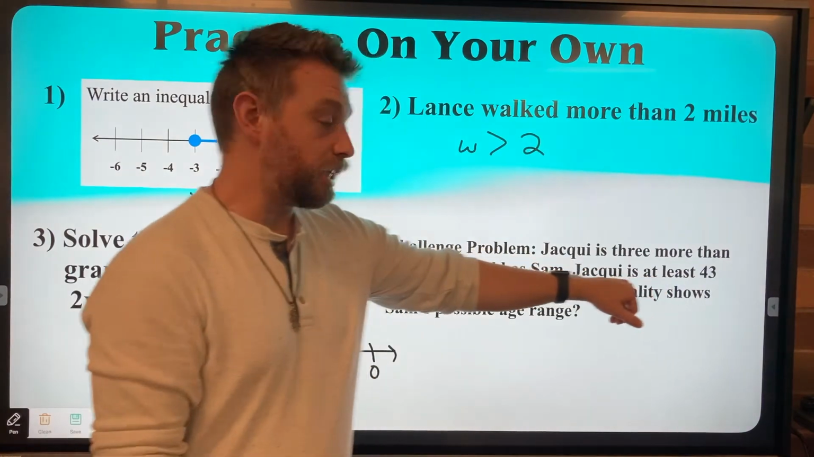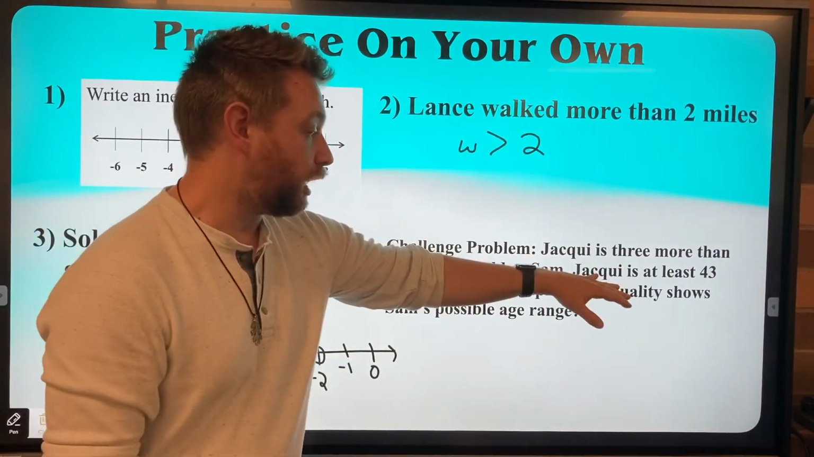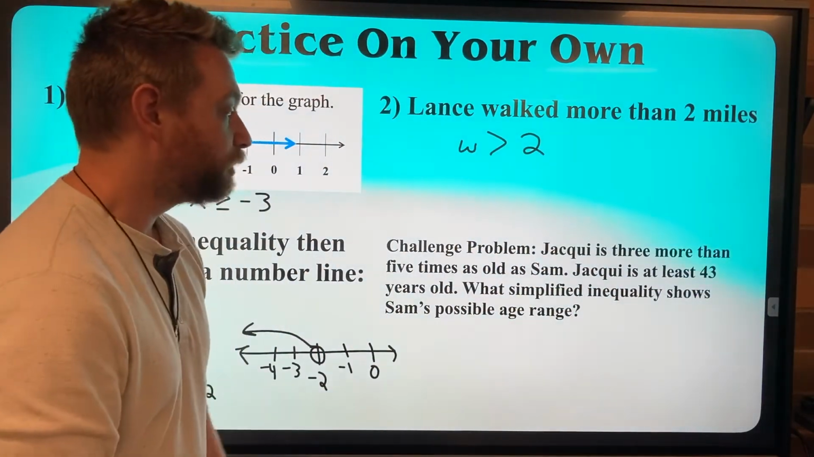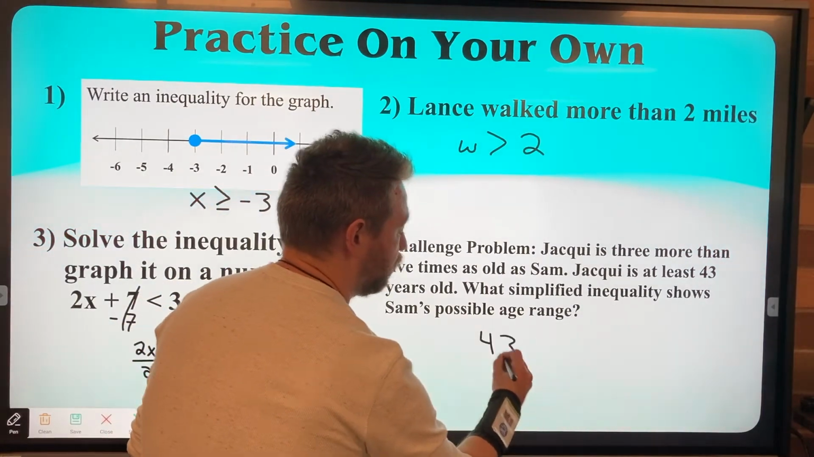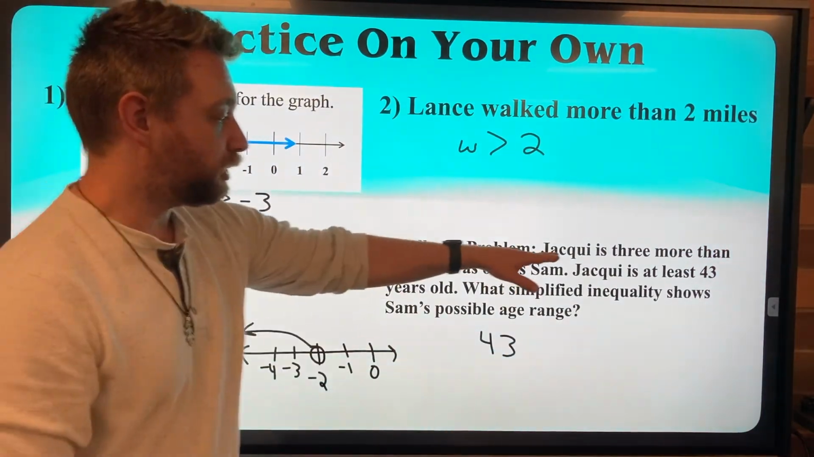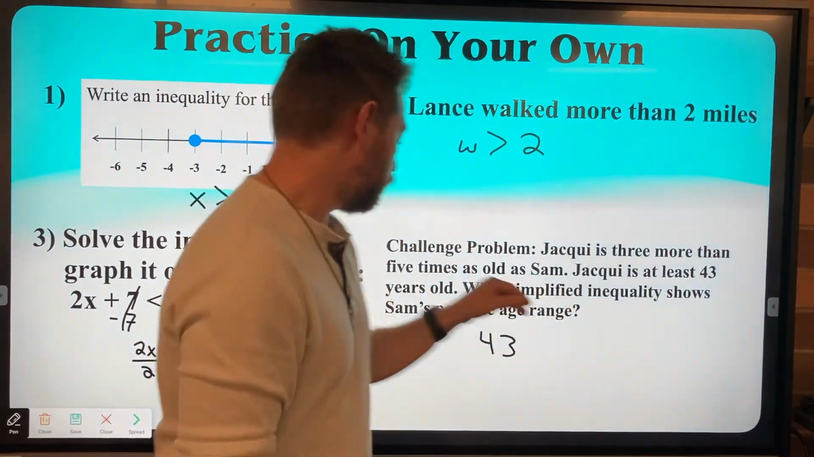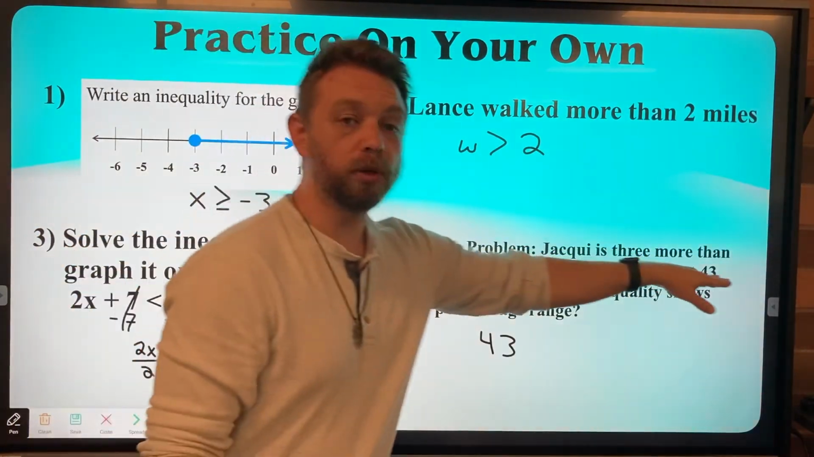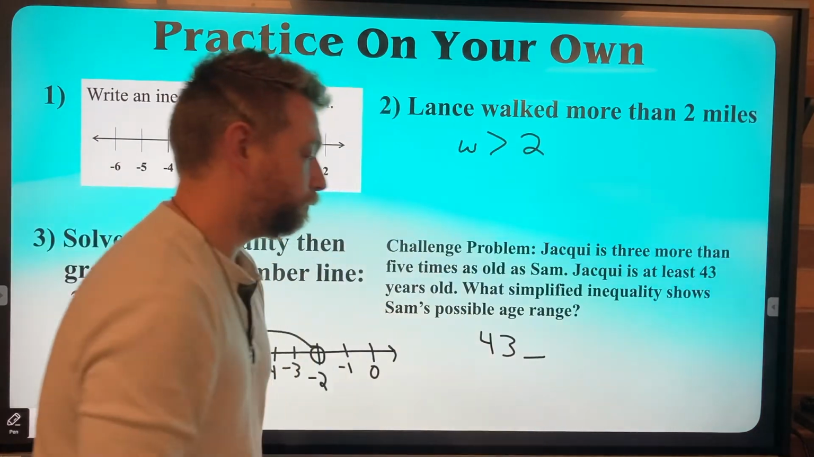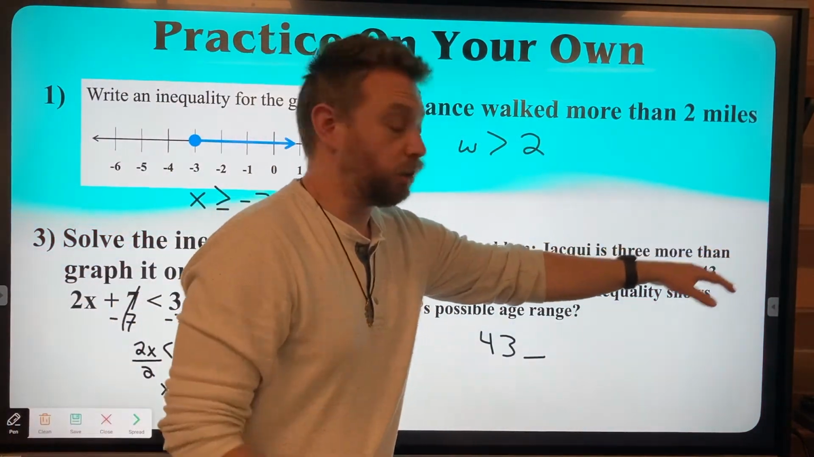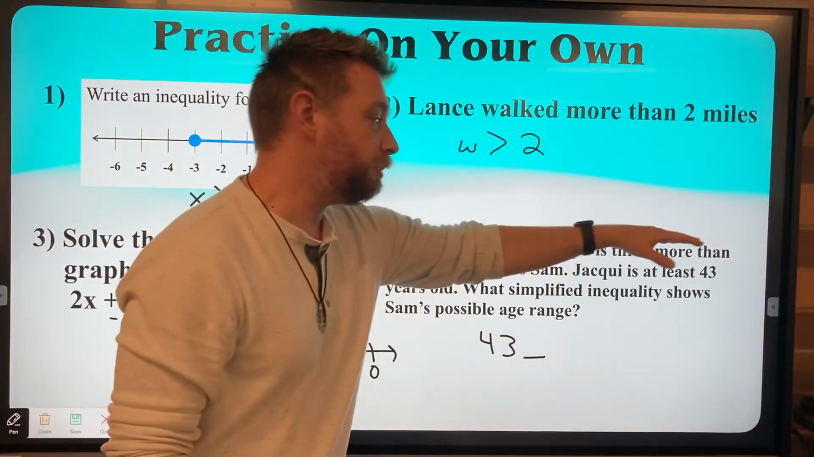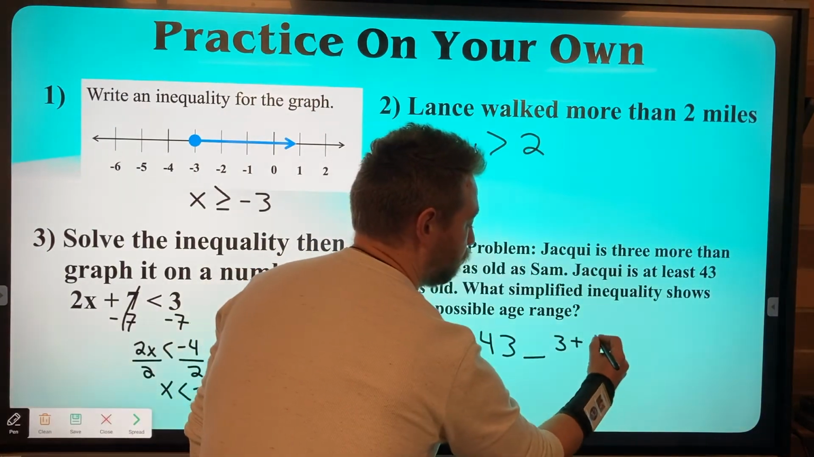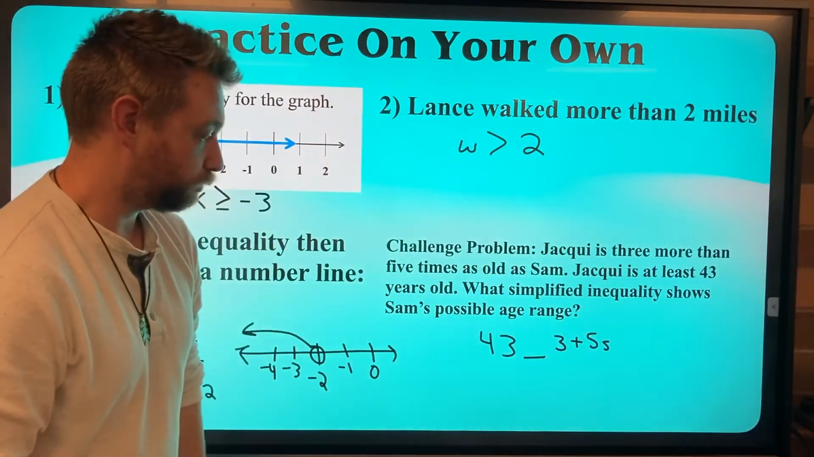We're going to start with the information that they've told us about Jackie's age being at least 43, because that's the only real number that we have. So we'll start there and say that Jackie's age is at least 43, which means when it says that Jackie is 3 more than 5 times as old as Sam, this could be equal to 43, right? So we'll write that. And we're going to write a little algebraic expression for that. 3 more than 5 times as old as Sam. Well, that means we add 3 to 5 times Sam's age, okay?